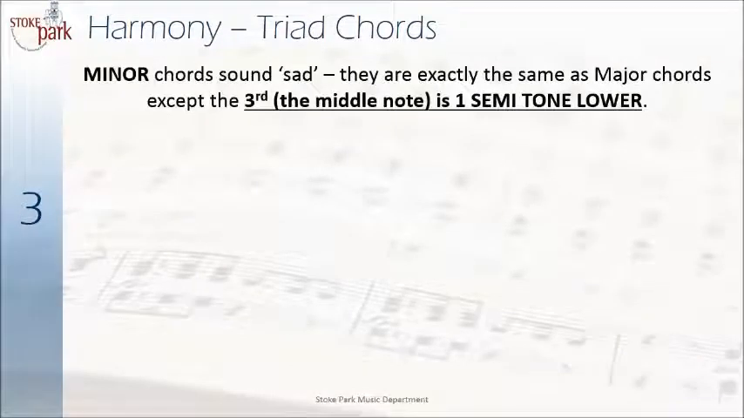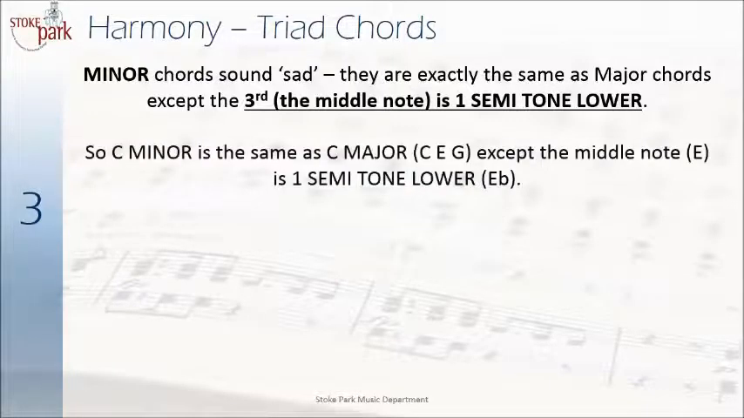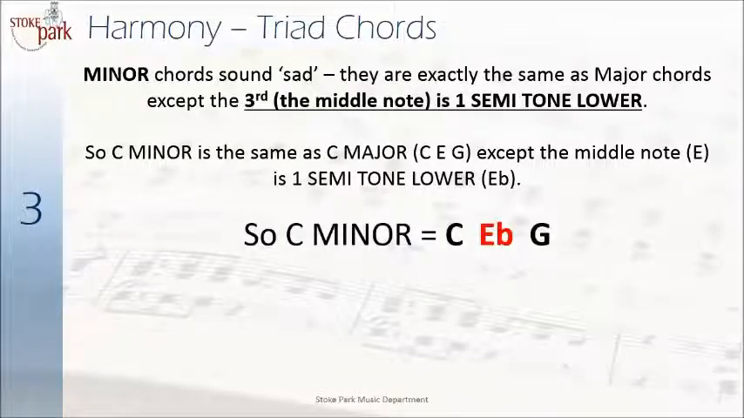Minor chords, like I said before, they sound sad, so they're exactly the same as major chords, except the middle note, the 3rd, is 1 semitone lower than what it would be in a major chord. So C minor is the same as C major, so C major, C, E, G, except the middle note, which is E, is 1 semitone lower. So if you go down 1 semitone from E, you get to E flat, right? So the 3 notes in a C minor chord are C, E flat, G.